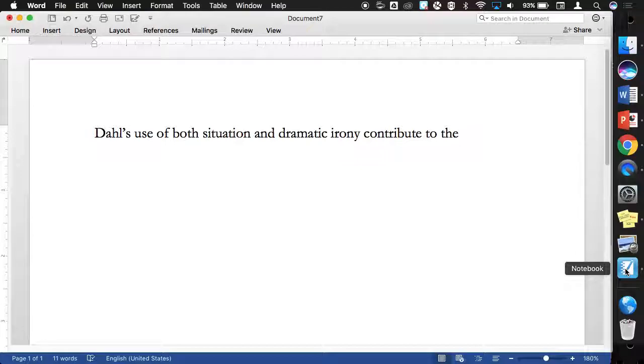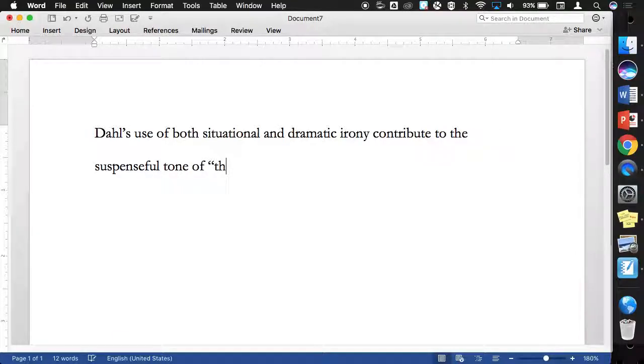So it's Dahl's use of both situational and dramatic irony contributes to the suspenseful tone of "Lamb to the Slaughter." I have quotation marks going around the story because it's a short story. If we were doing Oedipus Rex, where it was a full-blown novel or play, I'd have it in italics.